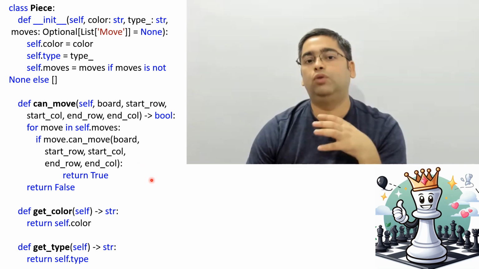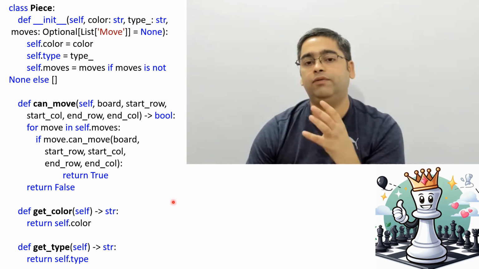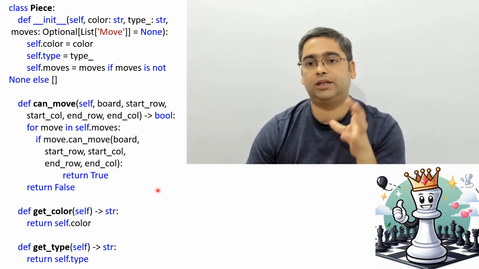This method will be overridden by a few other classes like king, knight and pawn, and it will be used by some of the classes. The generic can move method will be used by queen, rook, bishop. So things will become more clear when we see how the different chess piece objects are initialized and how they are using the different move classes.